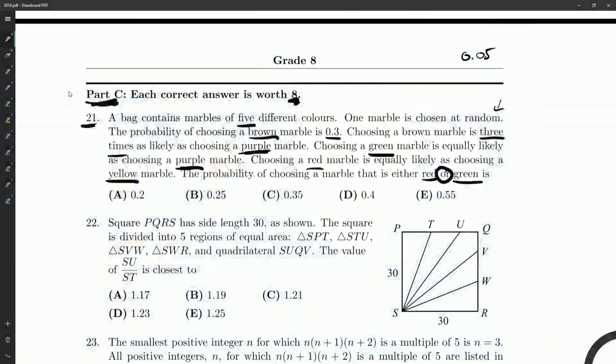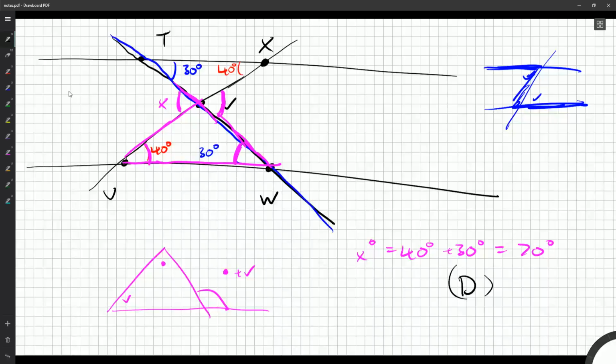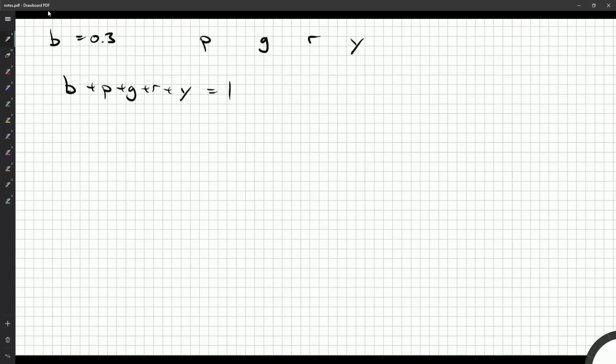So here's what I'm going to do. First, I'm going to get question 20 off the screen. But I'm going to say, well, let B be the probability of a brown marble, and we're told that that's 0.3. How about P, the probability of a purple marble, G, green, R, red, and Y, the probability of picking out a yellow marble. So what are we told? Well, we know from basic probability a few things. That all these, oops, I forgot a plus sign, all these need to add up to 1. That's basic probability. They didn't have to tell us that in the question. If we understand probability, then we understand this is something that is needed.